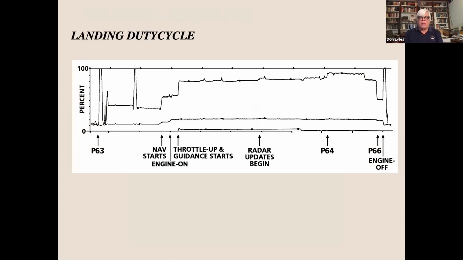This is a plot of the computer's duty cycle during the landing. And you'll see that we have a margin at the beginning. After throttle up and guidance, our margin is down to something on the order of 15%, maybe a little more. And much later in P64, it goes down to less than 10%. Next slide.